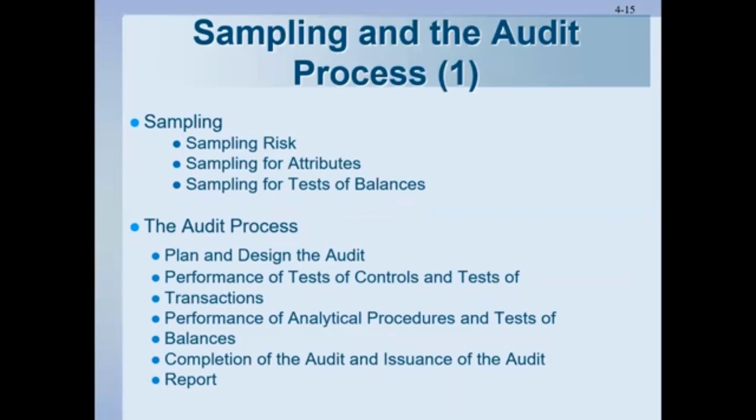Sampling and the audit process. So what is sampling in the auditing process, or what are the procedures? Sampling is the examination of less than the entire population so that a conclusion can be formulated about the population. Its objective is to determine whether a recorded account balance is fairly stated or a class of transactions was recorded correctly without having to examine the entire population.